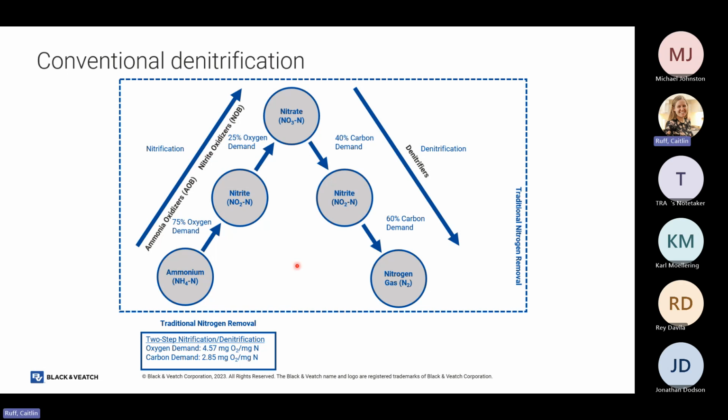Conventional denitrification is a biological step where nitrate is converted all the way down to nitrogen gas using a carbon source in anoxic conditions, so no air. So we have oxygen for nitrification and no oxygen for denitrification. The lack of oxygen allows the denitrifying bacteria to utilize the nitrate as their electron acceptor, releasing nitrogen gas as their byproduct.